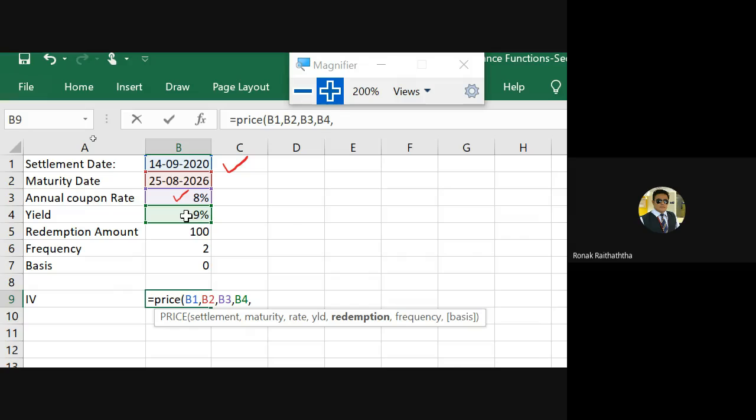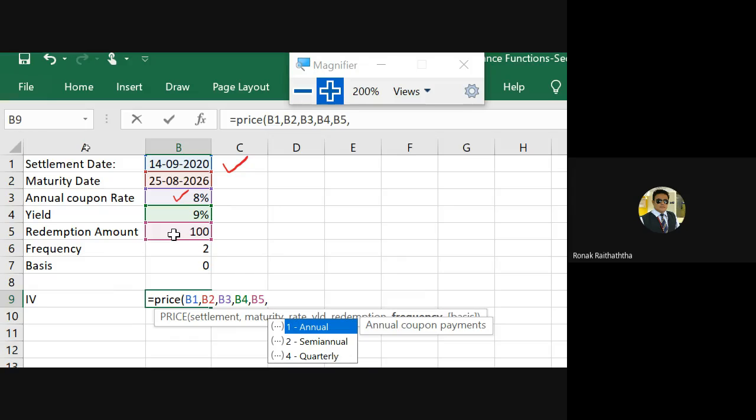Redemption is the amount which the person is going to get when the bond will be matured, when the useful life of the bond will be over, when the bond will be cancelled off. So that is 100. I am selecting that cell, comma.